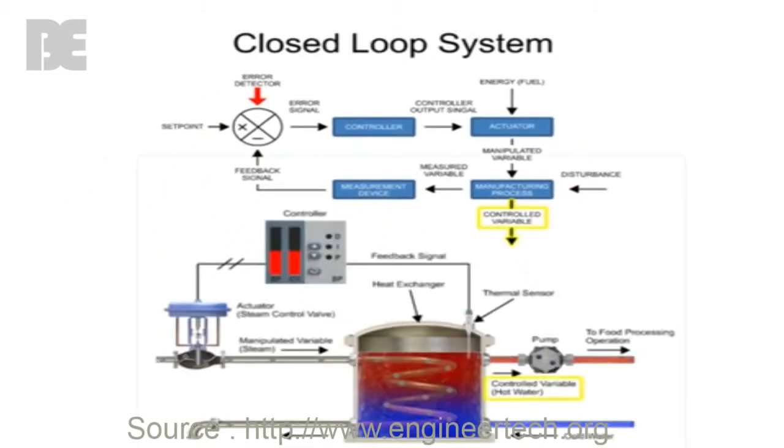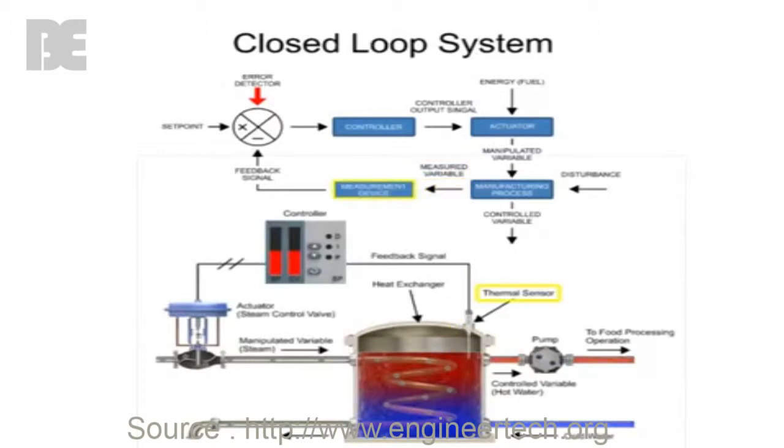The controlled variable is the actual variable maintained in the process. In this example, the controlled variable is the temperature of the water leaving the tank. Measured variable monitors the status of the controlled variable. Water temperature is the measured variable in the process.